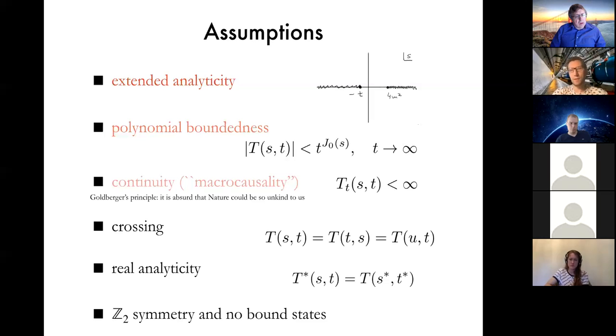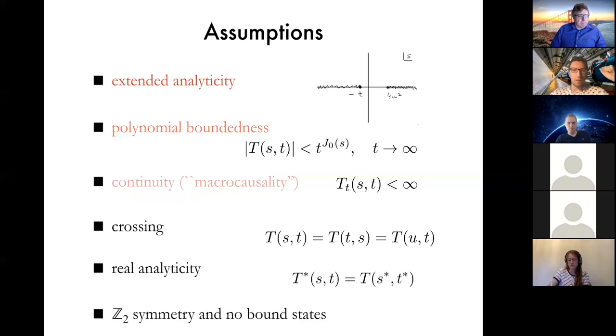I will assume that the theory is Z2 symmetric, and it does not have bound states. In principle, the last one is purely technical. You can relax it. And by Z2 symmetry, I mean I have a single particle of mass m, and it's odd under Z2. So if I have a scattering of two particles, I can only produce an even number of particles, 2, 4, 6, etc. This is just to simplify life. But the first three are more serious, if you wish.